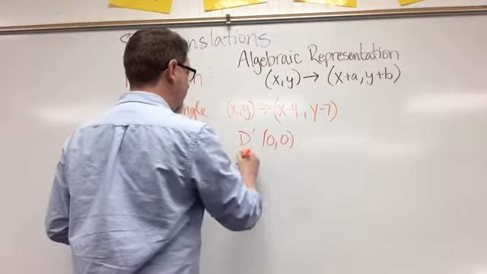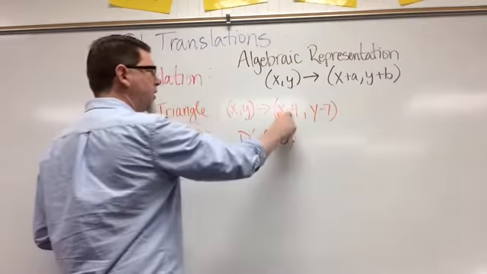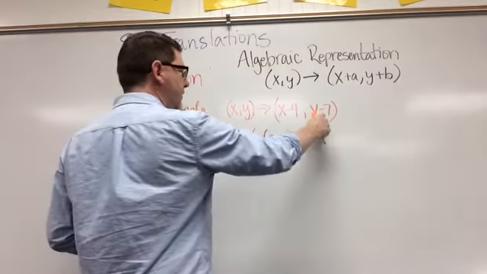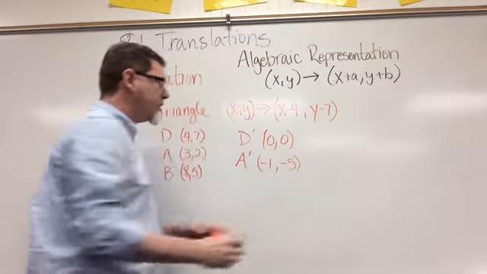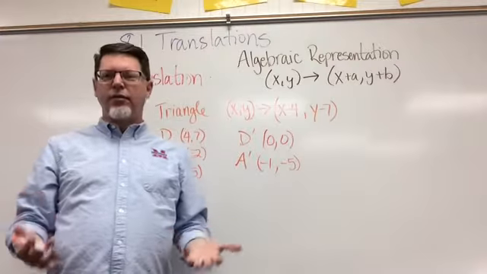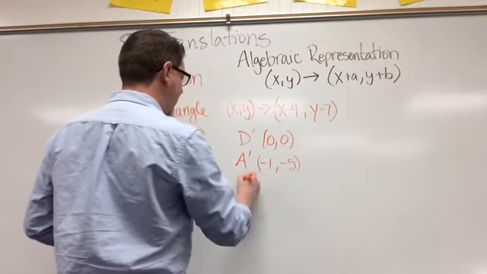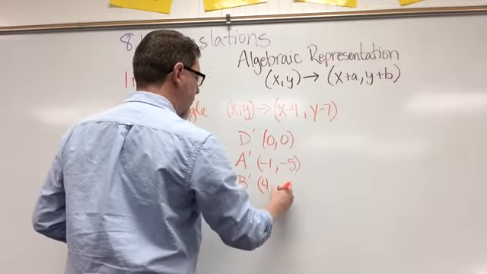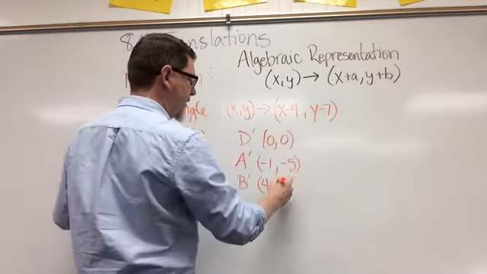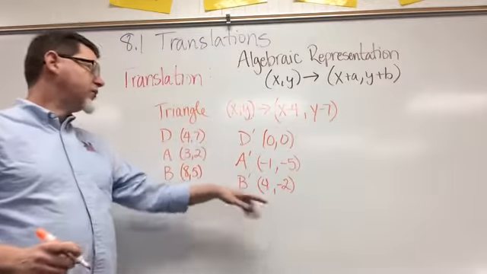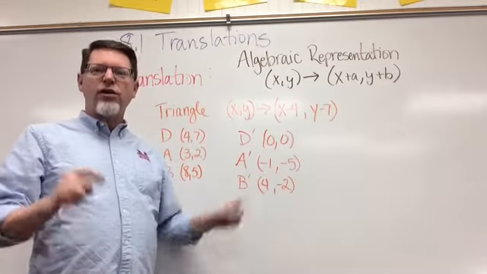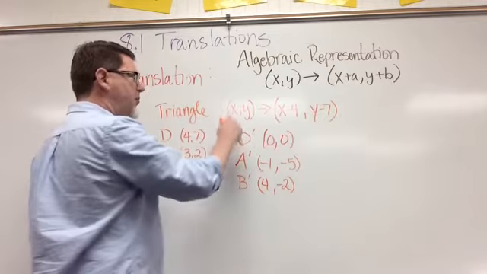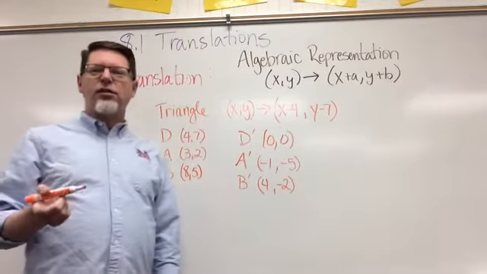So now I'm going to go to A prime. 3 minus 4 is negative 1. 2 minus 7 is negative 5. So I know that A prime is going to end up at negative 1, negative 5. And then we have B prime. 8 minus 4 is 4, and 5 minus 7 is negative 2. So that is where the new image is going to end up for D prime, A prime, and B prime, based on what they told me the translation was going to be.